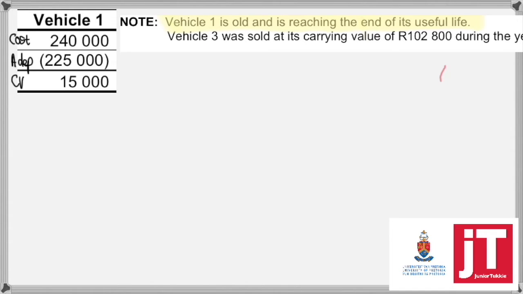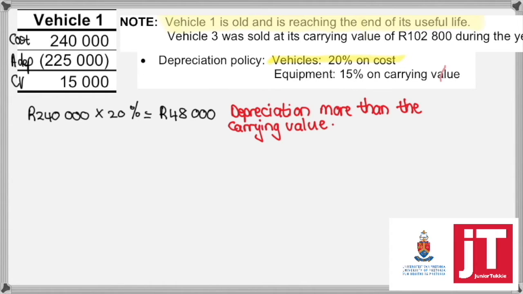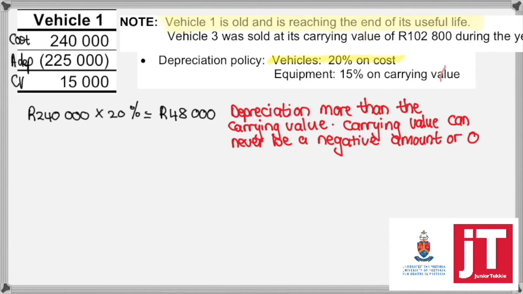Now, please remember, they don't need to tell you that. You always need to check the carrying value in the beginning. If you look at the depreciation policy, it's 20% on cost. So if we take the cost in the beginning and we times it by 20%, it equals 48,000. This means that my depreciation is more than the carrying value. And we can never have the carrying value being a negative amount or a zero.